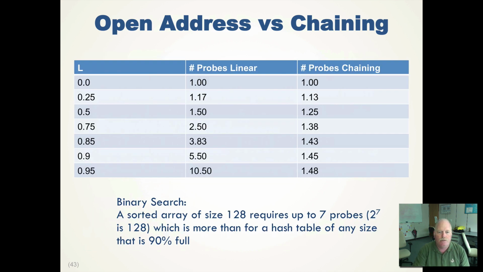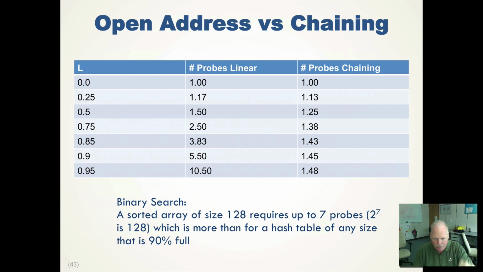So here's a table that shows us the number of probes or comparisons. The average time is going to take probes or comparisons for linear probing or chaining. As you see, if the load factor gets to 0.95 in linear probing, we have lots.